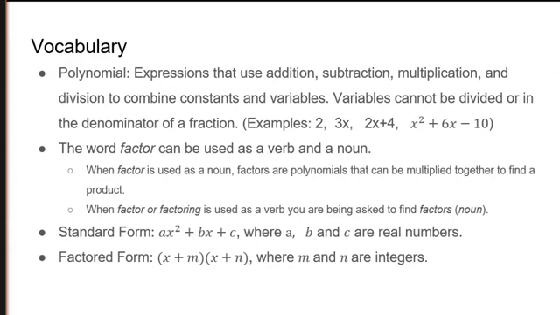The word factor is used as a noun and as a verb. When factor is used as a noun, a factor is defined as being a polynomial that can be multiplied to another factor to find a product. When factor or factoring is used as a verb, you are being asked to find factors, the noun. It's like if you were going to go fishing. When you fish, you are looking for fish.